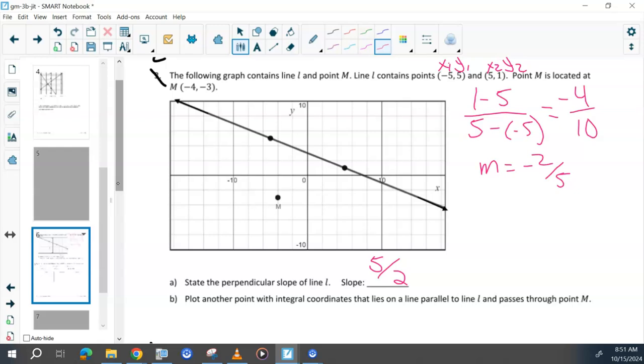Part B, you have to plot another point that would be parallel to line L, but that would go through point M. So the easiest way to do this is to start at point M, and because it's parallel, it's going to have the same slope, negative 2/5, and just plot another point. But you have to be careful because this graph is cutting by 2s and not 1. So when it's in the middle like this, it's really negative 2, negative 3, negative 4, negative 3.